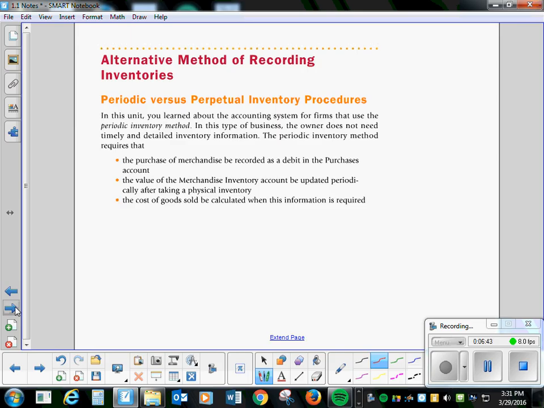Okay, then just one last thing before I finish here. In this unit, you learned about the accounting system for firms that use the periodic inventory method. In this type of business, the owner does not need timely and detailed inventory. The periodic inventory method requires that the purchase of merchandise be recorded as a debit in the purchase accounts, the value of the merchandise inventory account be updated periodically after taking a physical inventory, and the cost of goods sold be calculated when the information is required.